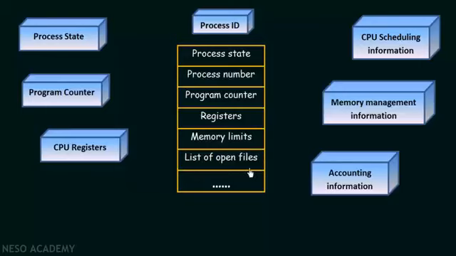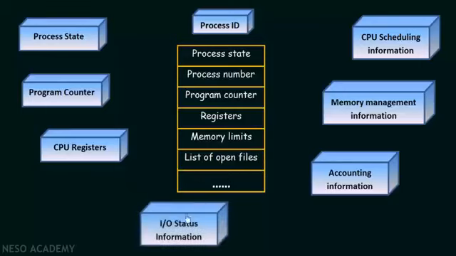It is used to represent the process. And lastly, we have the input-output status information. Input-output status information represents the input-output devices that are being assigned to a particular process. A process during its execution may need to use some of the input-output devices. So which are the input-output devices assigned to a particular process? That information is stored in the input-output status information, and this is also a part of the process control block.